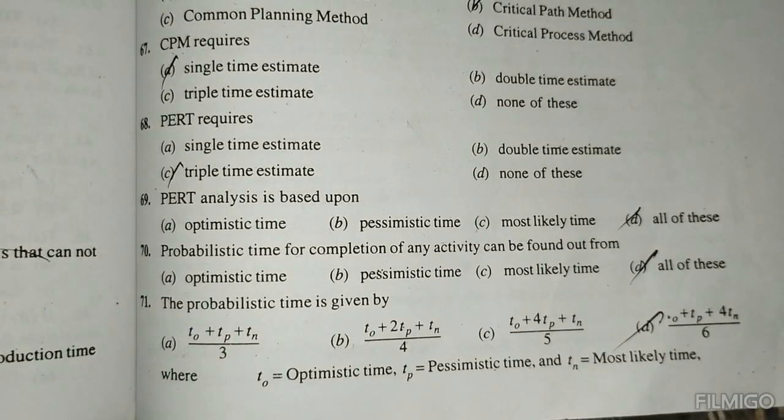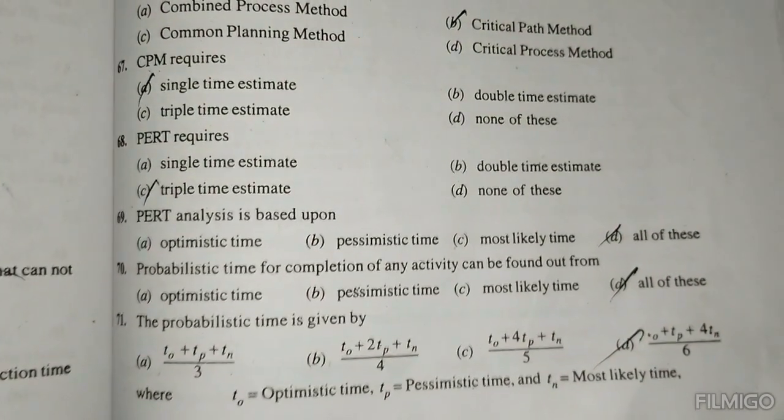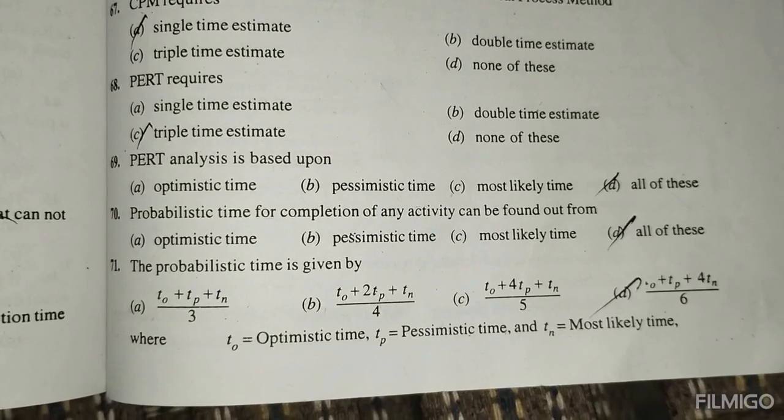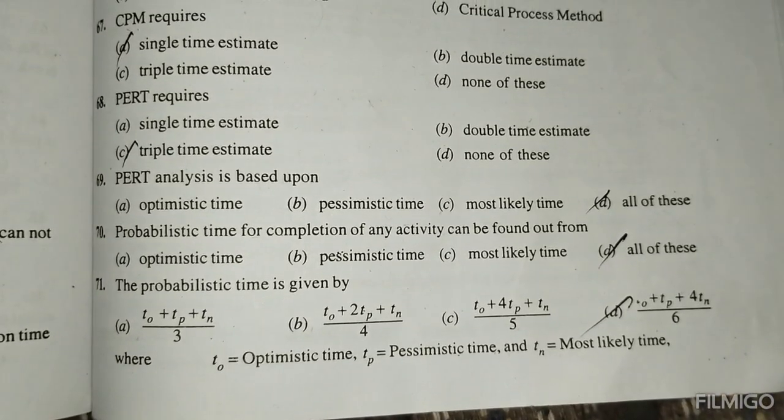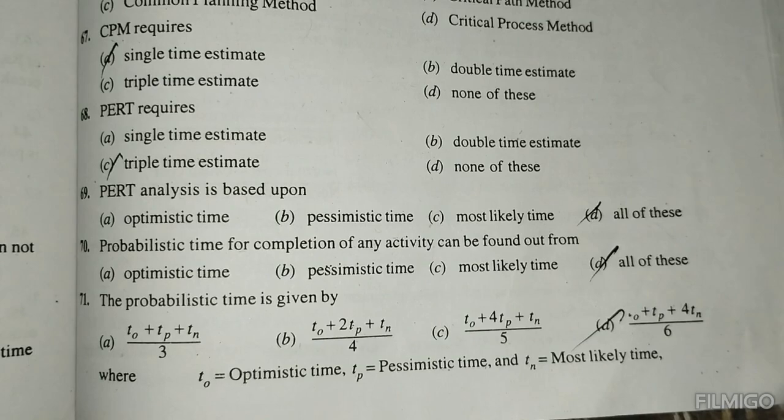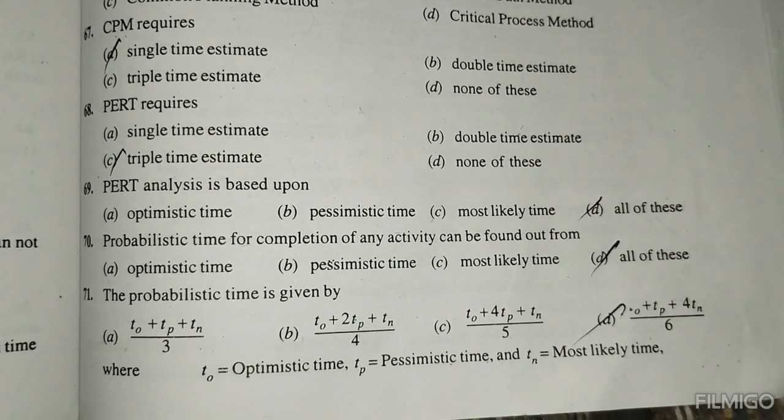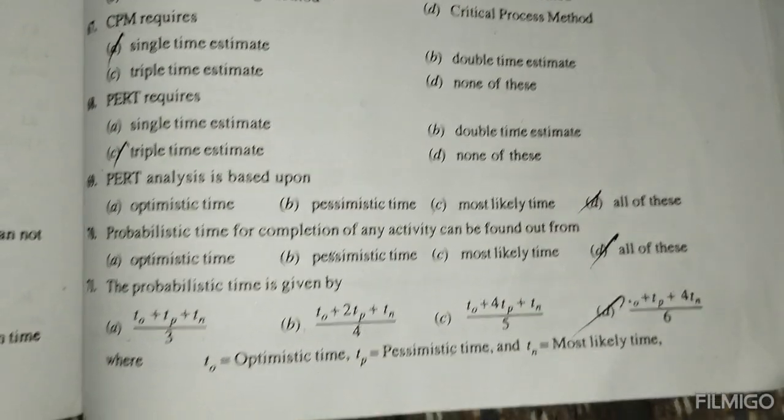The probabilistic time of completion for an activity can be found from this. The expected time is given by (T0 + Tp + 4 Tn) / 6.